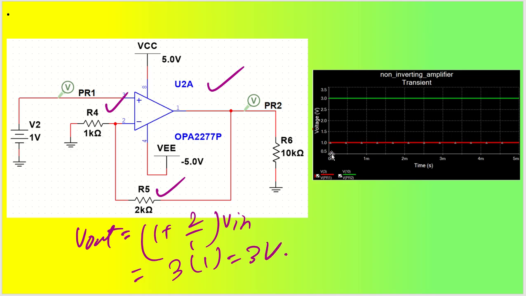As you can see, the input voltage, that is probe 1, is 1 volt, and the output voltage, that is probe 2, is 3 volt. Understood?